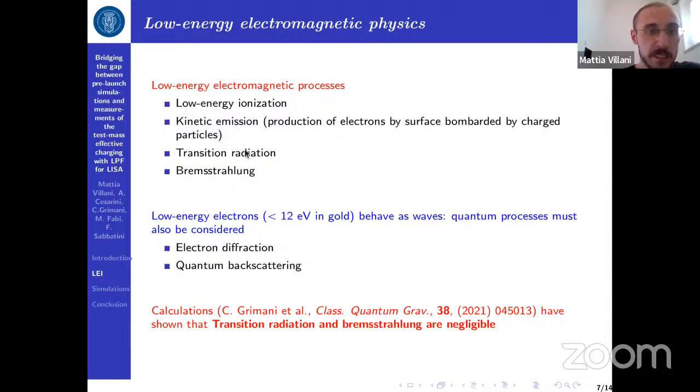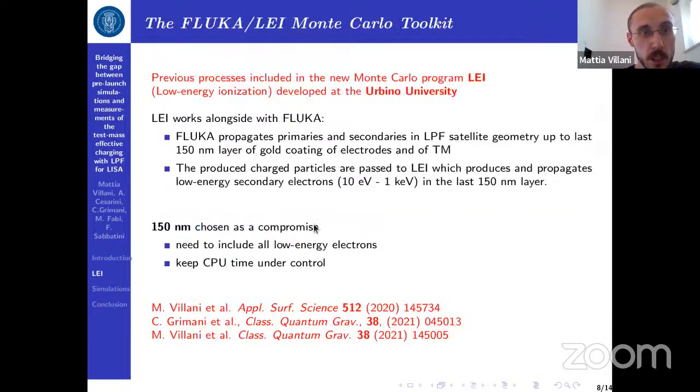We also considered transition radiation and Bremsstrahlung, but we found that their contribution is negligible. Moreover, one has to consider the fact that at low energy, electrons behave like waves. So quantum processes must also be considered, and these processes are electron diffraction and quantum backscattering. All these previous processes were included in the new Monte Carlo program LEI, which was developed at the Urbino University.